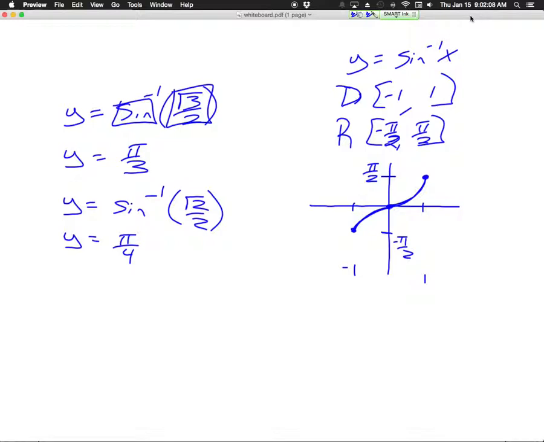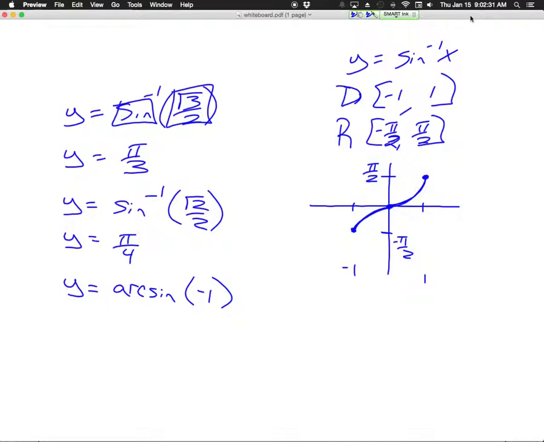Okay, what about this one? And here's another way you might see an inverse function. Instead of sine to the negative 1, they might show it as arc sine. Arc sine and sine to the negative 1 mean the same thing. We're still talking about the inverse of sine. So I want to know y equals arc sine of negative 1.